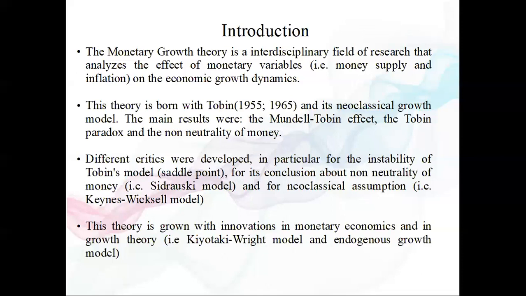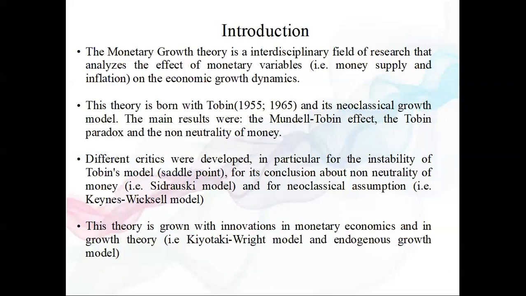Different theories were developed, in particular for the instability of Tobin models, for example by Sidrauski in 1977, because the Tobin model described an equilibrium that is a saddle point, so it is unstable. For its conclusion about non-neutrality of money, for example by Sidrauski, and for neoclassical assumptions, for example in the Keynes-Wicksell model by Stein, saving and investment are not equal.